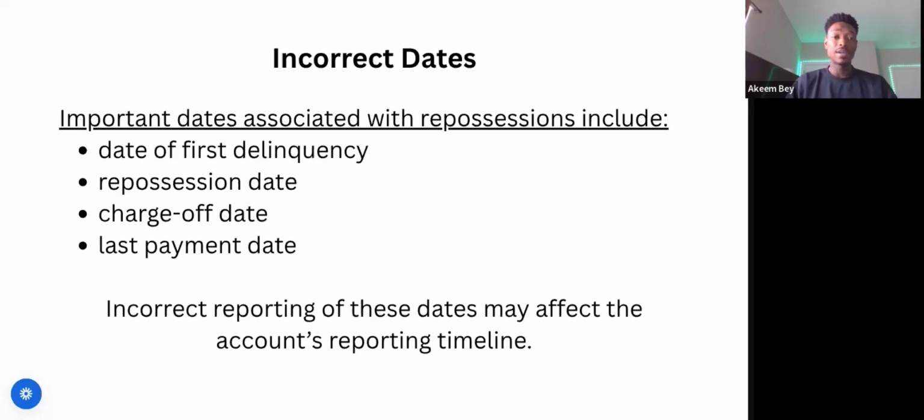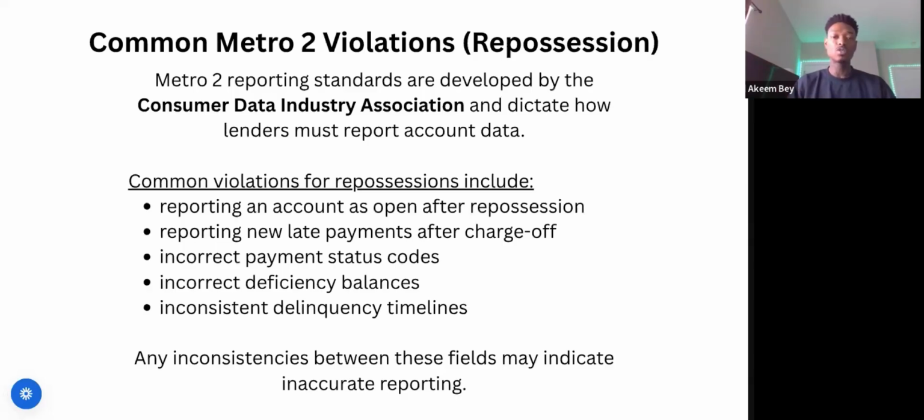The next thing is incorrect dates. Important dates associated with repossessions include the date of first delinquency. Remember, that's when the account was first reported as late. The repossession date or the charge off date, and then the last payment date. Again, incorrect reporting of these dates may affect the account's reporting timeline and give you reason to dispute and get those accounts removed.